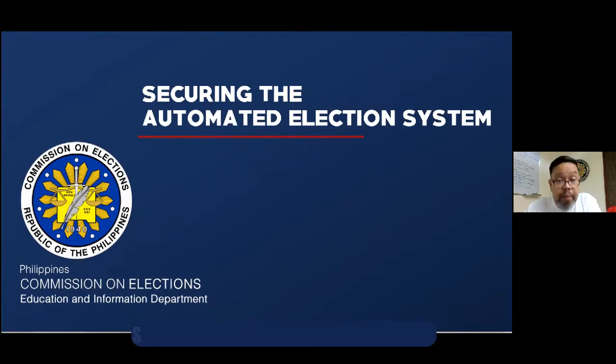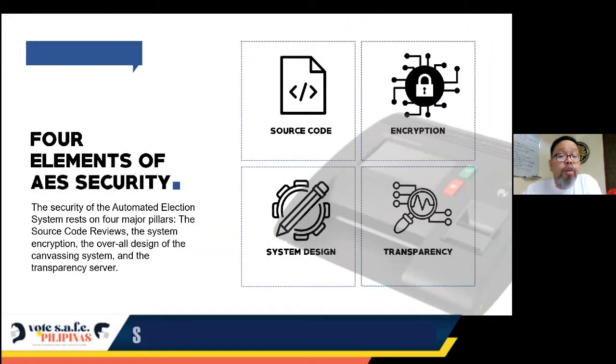integrity intact. There are four elements. The election system rests on four major pillars: the source code reviews, the system encryption that we employ, the overall design of the canvassing system, as well as the transparency server operations. Let's take them one by one.